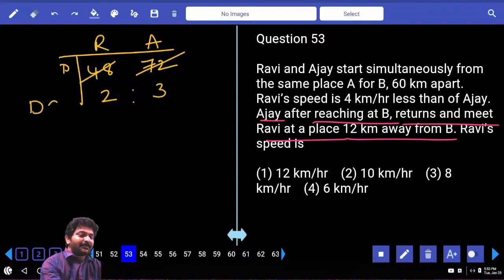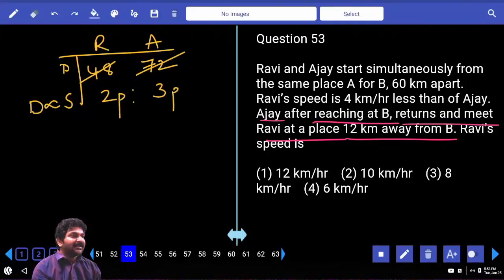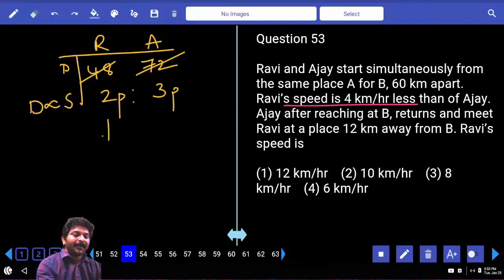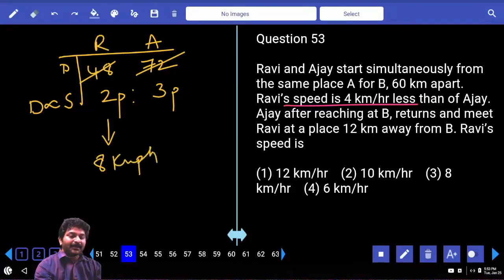Distance and speed are directly proportional, hence I can consider their speed ratio as 2:3. The difference is equal to how many parts? 1 part. The difference in terms of their speed is how many kilometers per hour? 4 kilometers per hour. That means 1 part is equal to 4 kilometers per hour. Ravi's speed is 2 parts, which is 8 kilometers per hour.